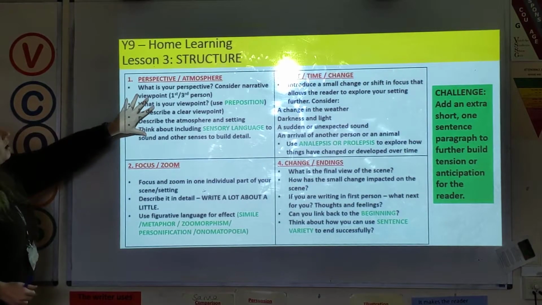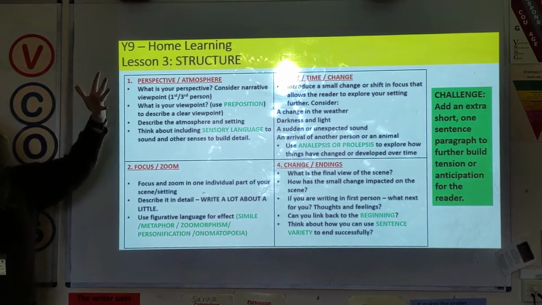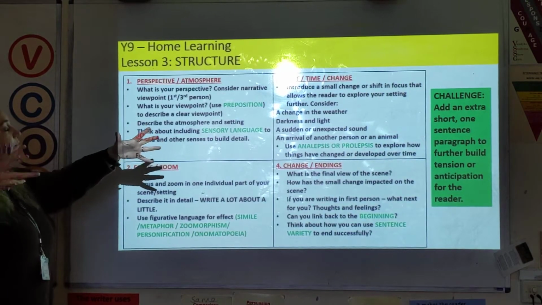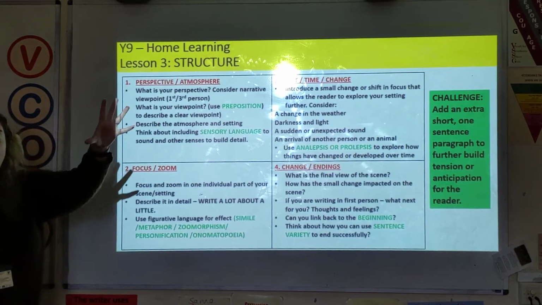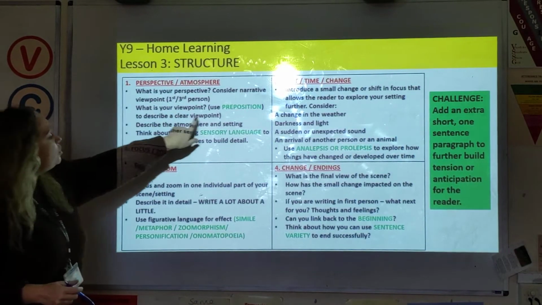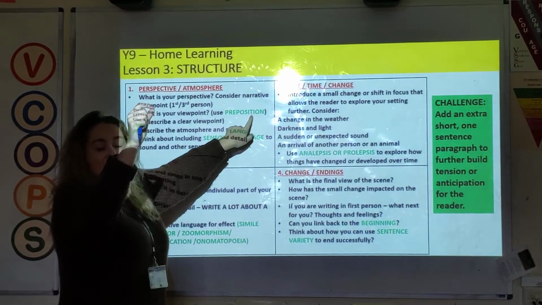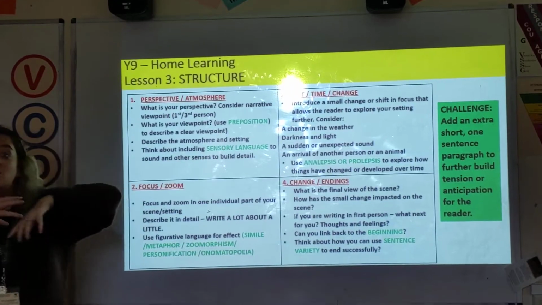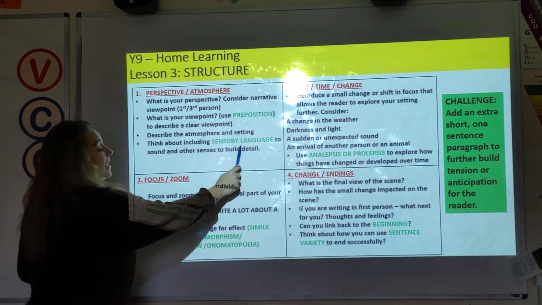So, paragraph 1, think about your perspective, think about the atmosphere. What do you want to convey to your reader? What do you want your reader to focus on? Okay, what is your viewpoint? Where are you? What can you see? And I said there you might want to use a preposition. Prepositions are words like under, above, in front, beneath, words that suggest the position of something, the position of you.